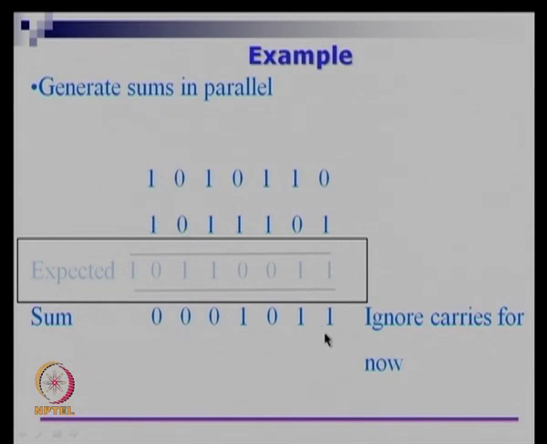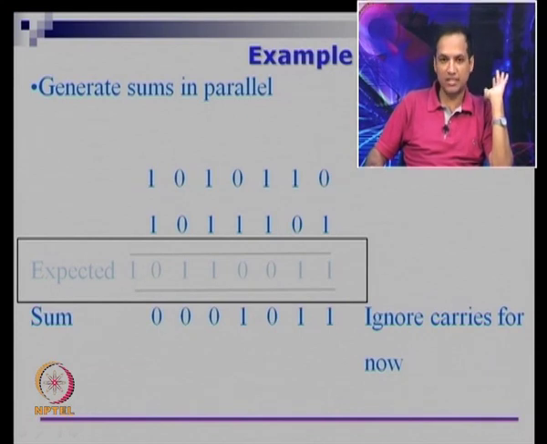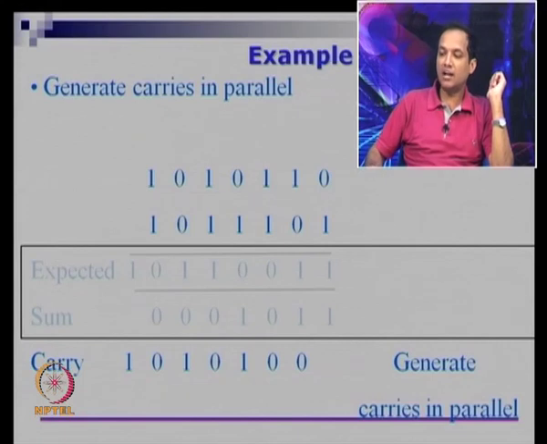In doing this, I did not look at the carry that is coming from the previous stage. So, I generated all the sums in parallel, and I can also generate all the carries in parallel. So, 0 plus 1 should generate a carry of 0, 1 plus 0 should generate a carry of 0, 1 plus 1 should generate a carry of 1, and so on.